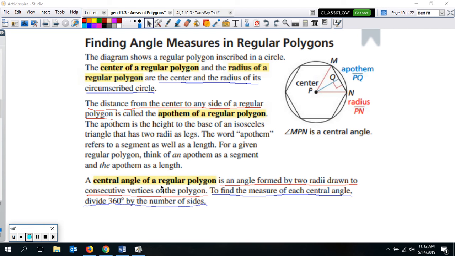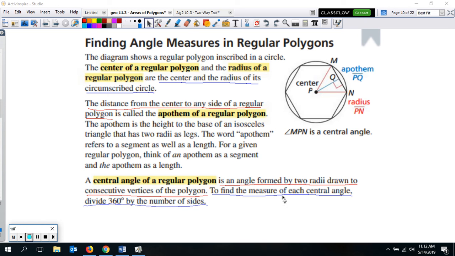Now onto the central angle of a regular polygon. So the central angle would be our angle that's inside here. It says the central angle is an angle formed by two radii drawn to consecutive vertices of the polygon. So that would be what we have here. This triangle that we're using, this central angle is going to be our central angle inside of here.